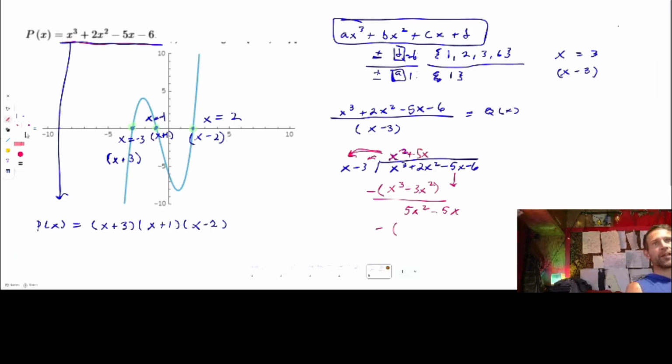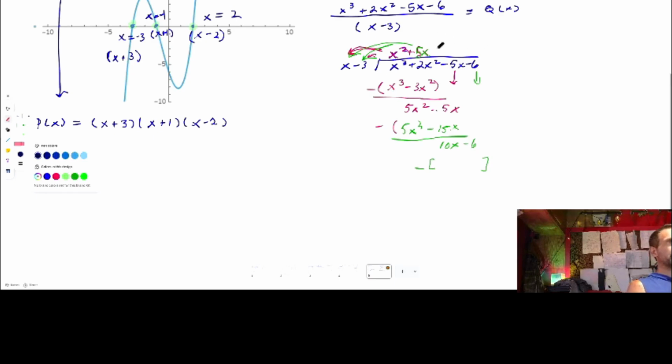So then I do it again. Let me change colors. That's what's kind of throwing me off. So if I do this one, I multiply that, I get the 5x squared, and they should cancel. That's how you know. You do the other one, and you get the negative 15x. That becomes 10x. You drop the -6, and then we keep guessing. So we need this to cancel now. Now try that one.